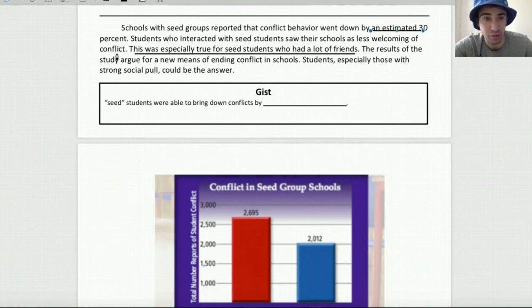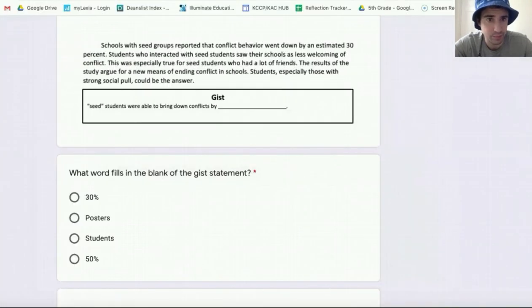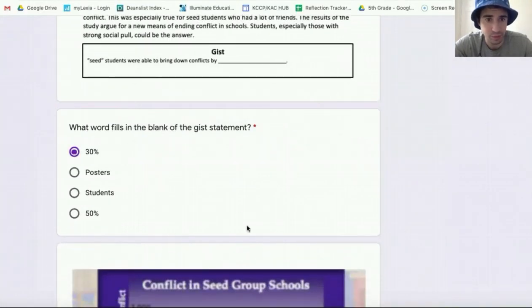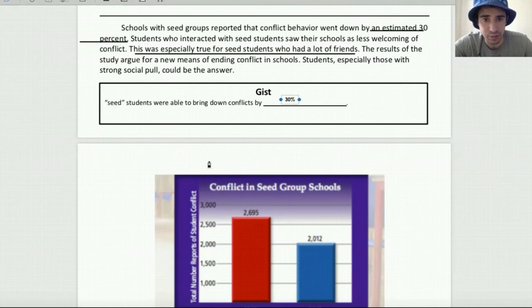It went down by 30%, which means that out of every 10 bullying conflicts that normally happen, 3 didn't even happen. So I'm gonna say the seed students were able to bring down conflicts by 30%. And I'll give that a little percent sign, or you could say 30% and type out percent. Then I'm gonna fill that in on my Google Doc, just like this, 30%. Let's keep looking at this graph.